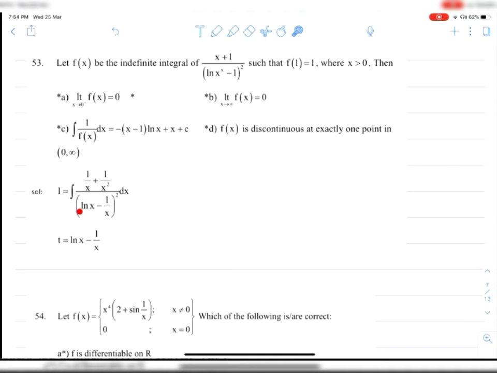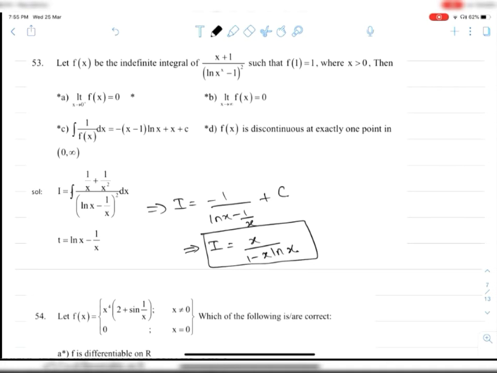After this it's easy for us. The derivative of ln x is 1 by x, and the derivative of minus 1 by x is 1 by x square. If we take ln x minus 1 by x as t, this will be dt. With this substitution, if I integrate it, I get the integral of dt by t square, which is minus 1 by t. So I is equal to minus 1 by (ln x minus 1 by x) plus c. But here f of 1 is equal to 1, so the c will be 0, and we get I is equal to x by (1 minus x ln x). After this you can solve it.